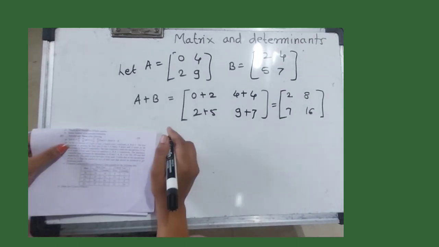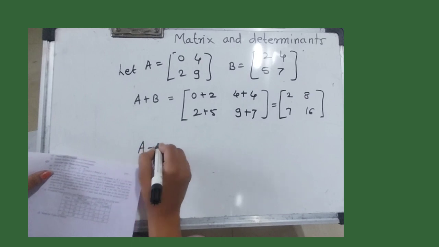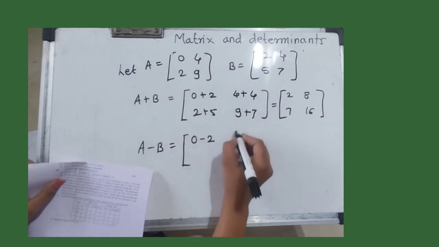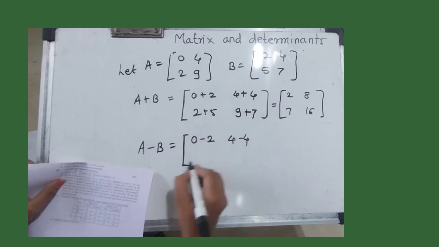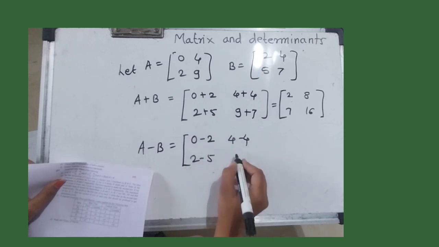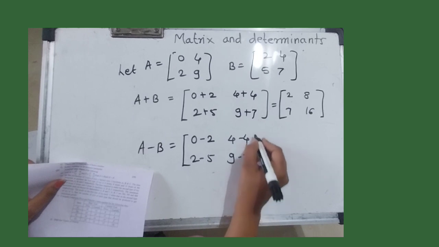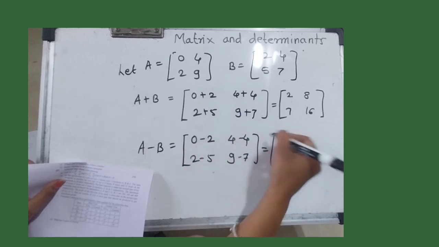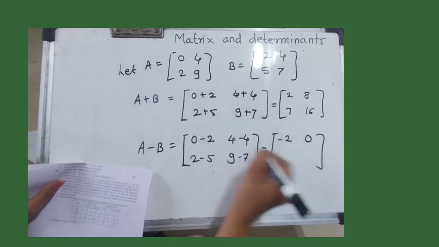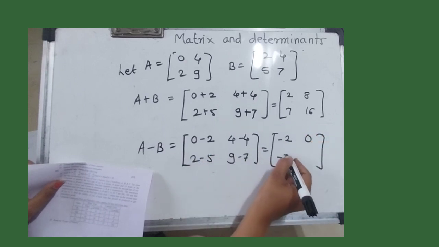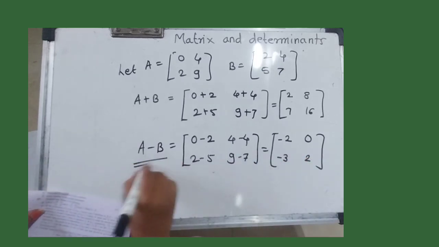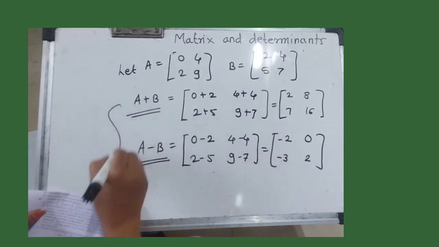On the other hand, they ask A minus B. Find out A minus B. 0 minus 2, 4 minus 4, 2 minus 5, 9 minus 7. Okay. 0 minus 2 is minus 2, 4 minus 4 is 0, 2 minus 5 is minus 3, 9 minus 7 is 2. So this is for 4 marks.